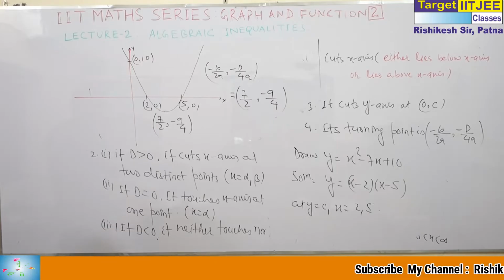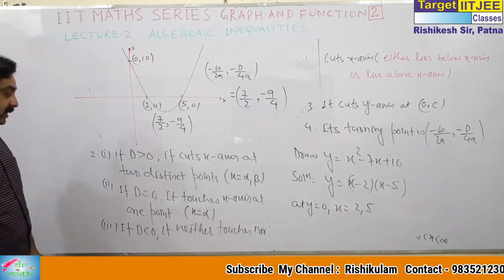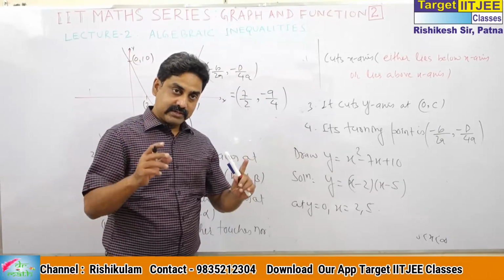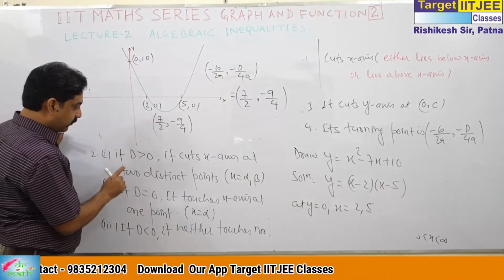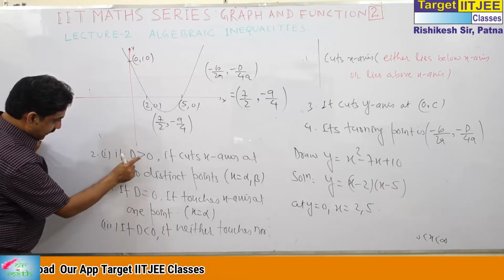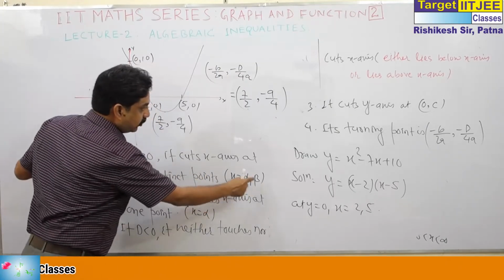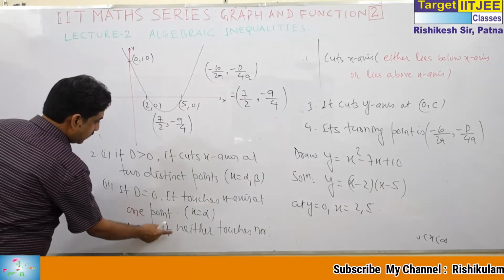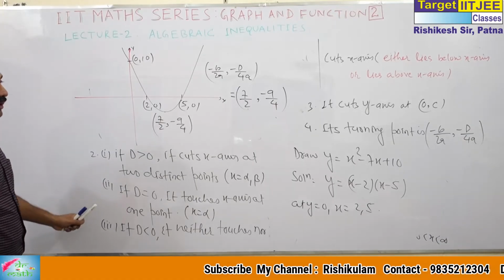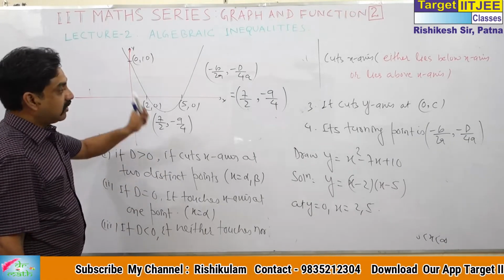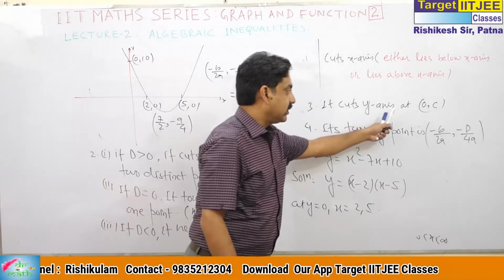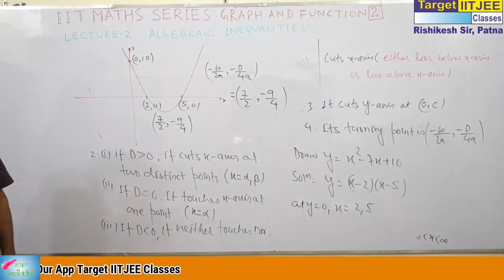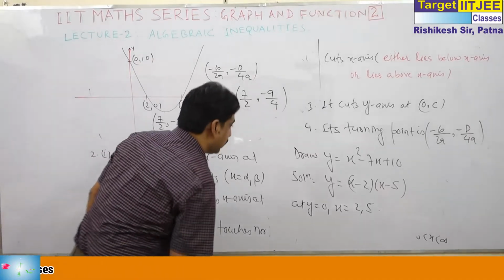This is the graph. So to draw the graph, we have to ensure what? Upward or downward first. Second, we have to know whether d greater than 0, which means there are two roots, or whether there is only one root or no root. What is the third point? If needed, or after the graph it may be needed: cuts y-axis at 0, c, and the turning point if needed.